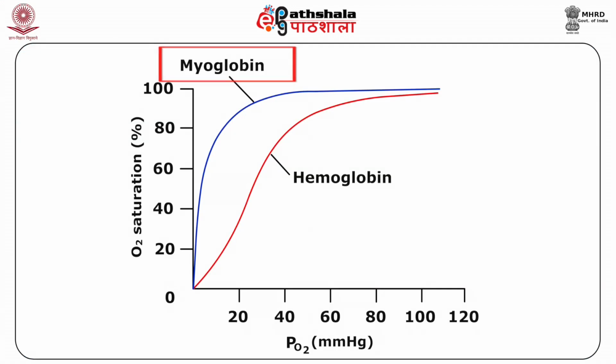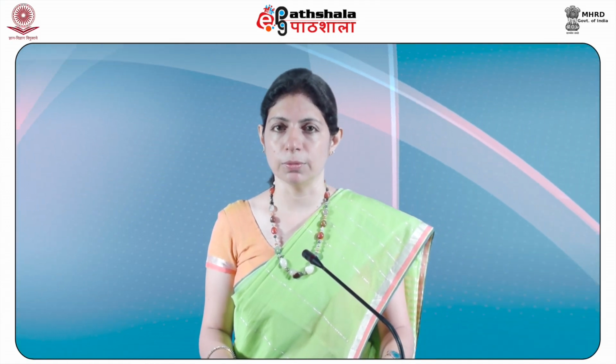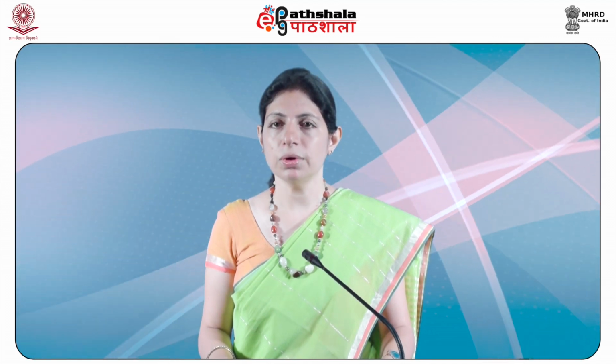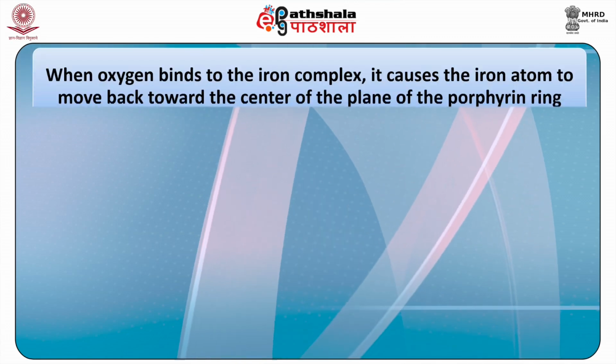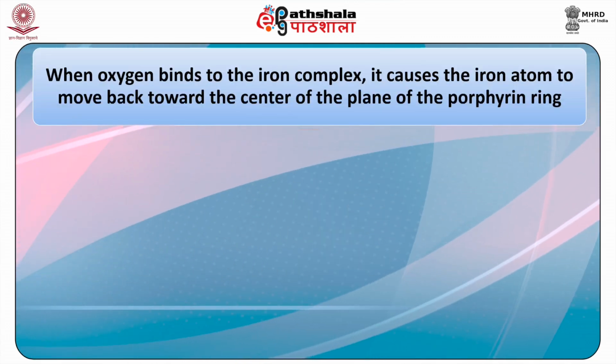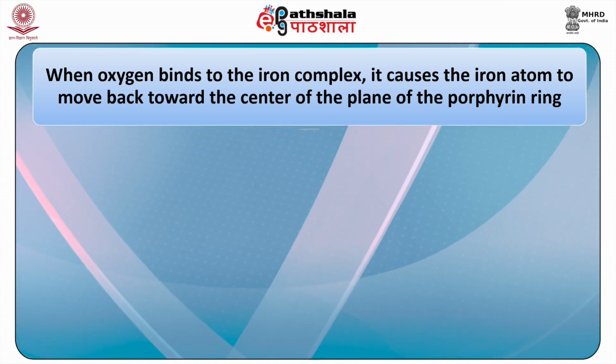The shape of the oxygen binding curve of myoglobin is hyperbolic. In contrast, the oxygen binding curve of hemoglobin is S-shaped. The curve for myoglobin can be described by a simple equilibrium between the deoxy and oxymyoglobin. But the S-shaped curve for hemoglobin can be described only in terms of a cooperative interaction between the 4 hemes. When oxygen binds to the iron complex, it causes the iron atom to move back towards the center of the plane of the porphyrin ring.